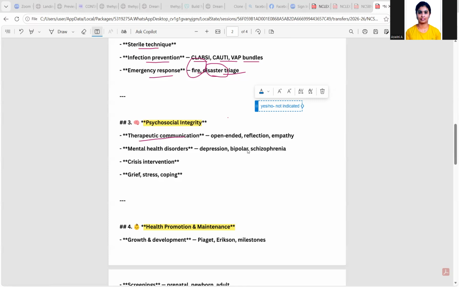And the main mental health disorders which can be question areas: depression, bipolar, schizophrenia, mania. Okay, sometimes for the personality disorders also we will get questions. Then crisis intervention, grief, stress, coping. These mental health related topics come under psychosocial integrity.